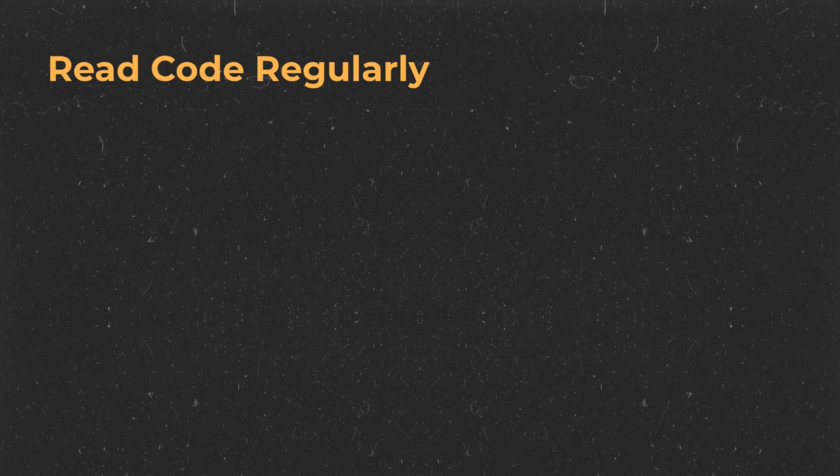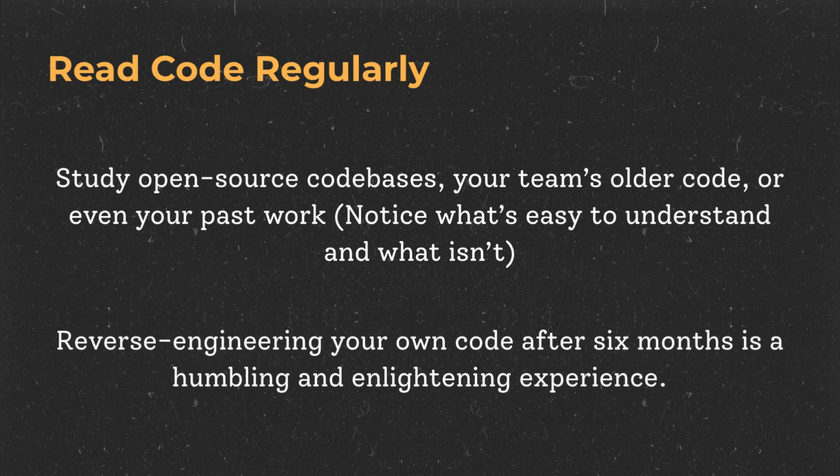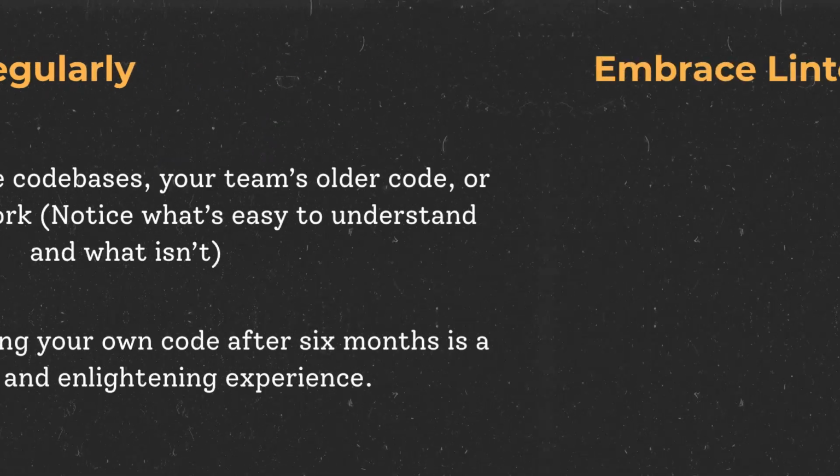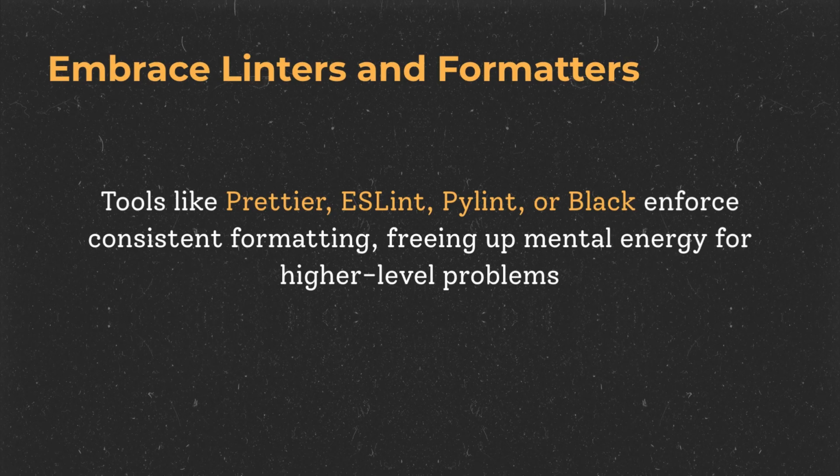2. Read code regularly. Study open source code bases, your team's older code, or even your past work. Notice what's easy to understand and what isn't. Reverse engineering your code after 6 months is a humbling and enlightening experience. 3. Embrace linters and formatters. Tools like Prettier, ESLint, Pylint, or Black enforce consistent formatting, freeing up mental energy for higher-level problems.